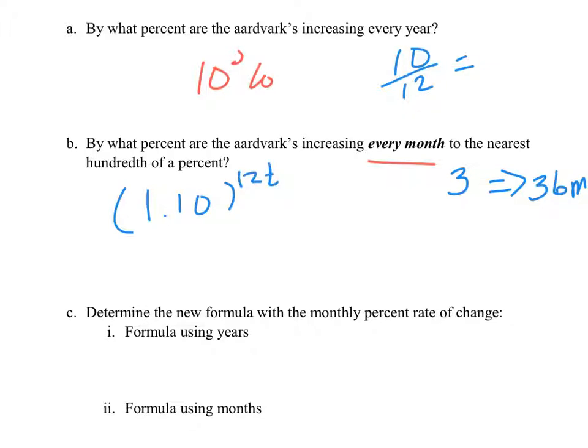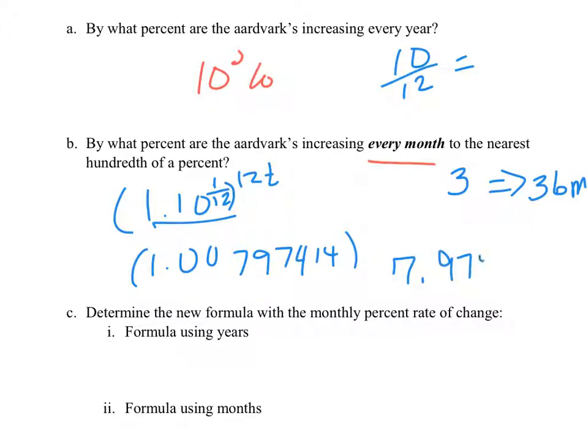But I can't just do that. You can't just put a 12 on something. You have to then, on the inside, make it 1 over 12. Do the math here. 1.00797414. Okay, and that's approximately 7.97%.